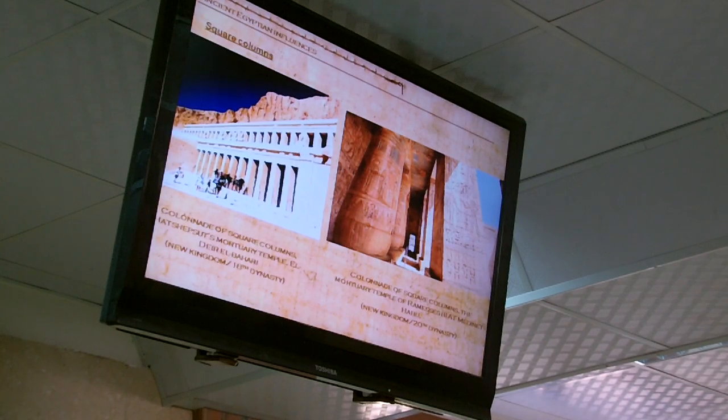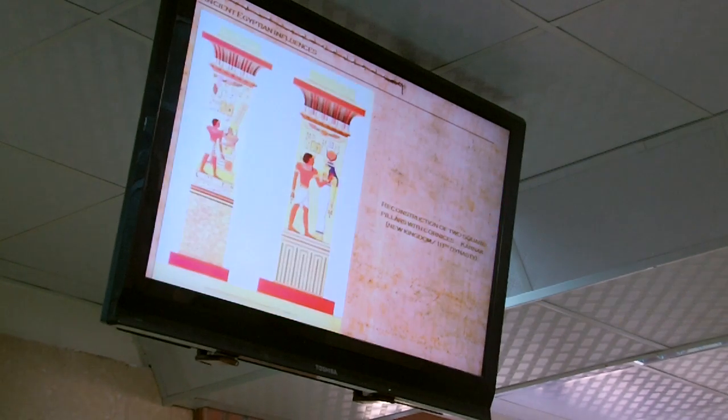Next we have square columns. These can be found in most Egyptian temples since the Old Kingdom. This is another variation of square columns with the cornice on top.